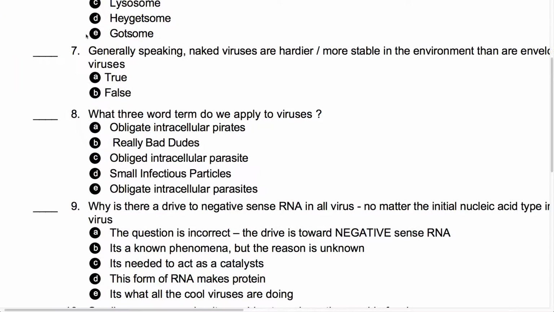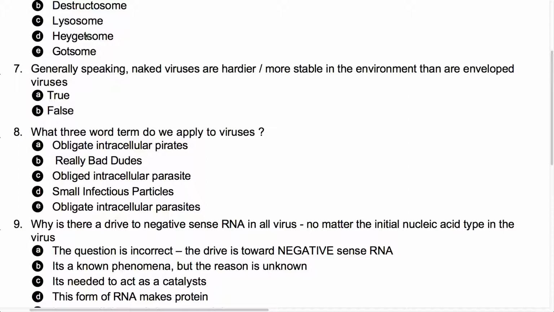Generally speaking, naked viruses are hardier or more stable in the environment than enveloped viruses. True. What 3 terms do you apply to viruses? Obligate intracellular parasites. It's not obligate intracellular pirates. That's the wrong one. Obligate intracellular parasites.